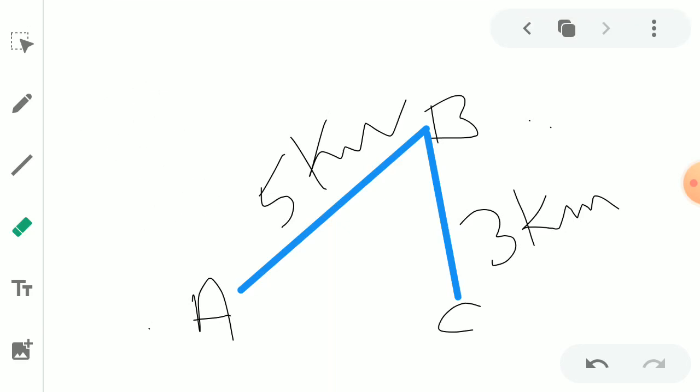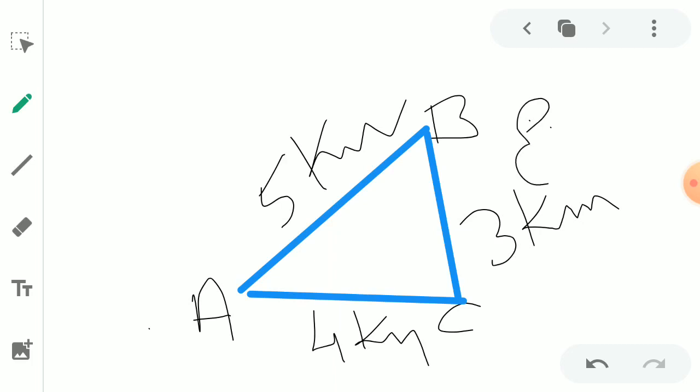Now if we change the situation so that the person wants to go from position A to C directly, then one more line will be there from A to C. If the distance between A and C is 4 kilometers and the direction it travels from A to C is east direction.